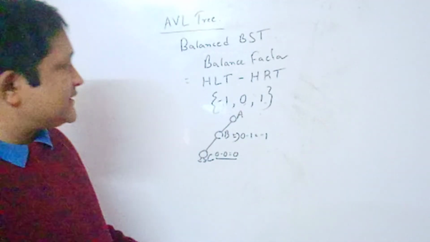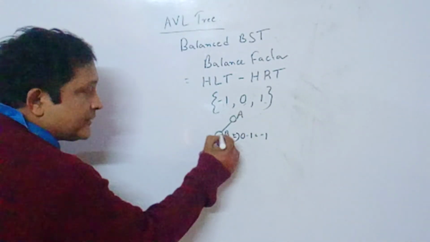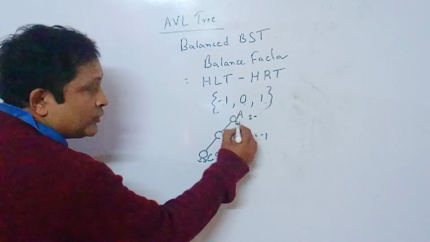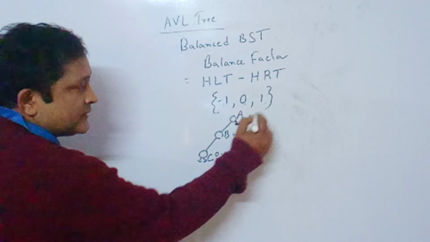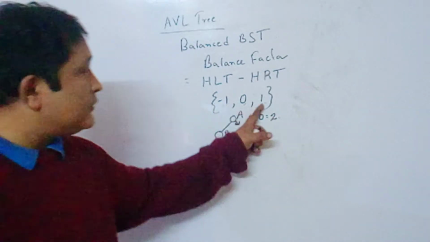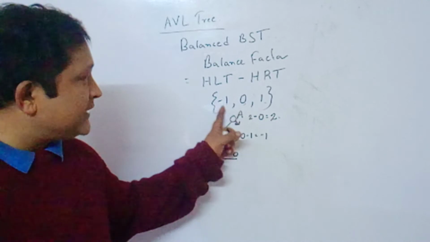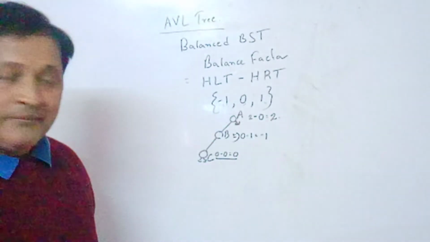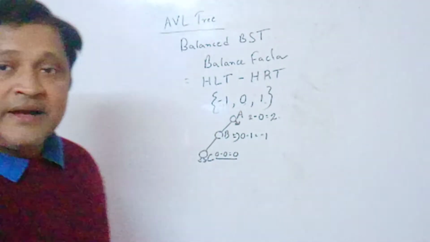And for this A, it is not balanced, because the height of the left subtree is 2 and the height of the right subtree is 0, because there is no child node on the right of A. So 2 minus 0 equals 2. So 2 doesn't fall within this range. It doesn't satisfy the range minus 1, 0, plus 1. So this is unbalanced. The tree having A as the root node is an unbalanced tree.